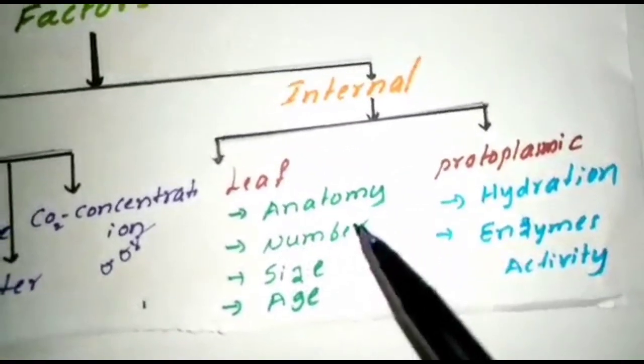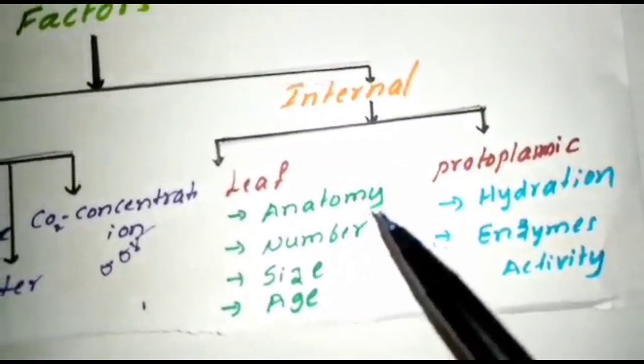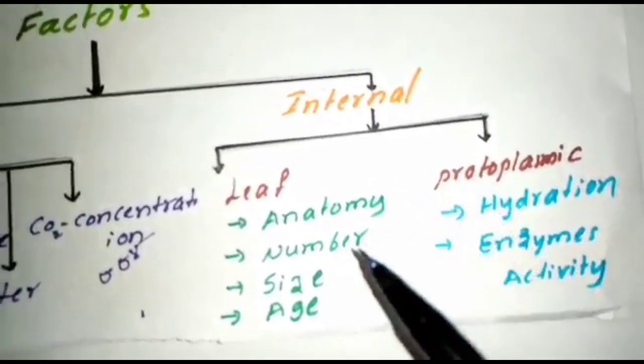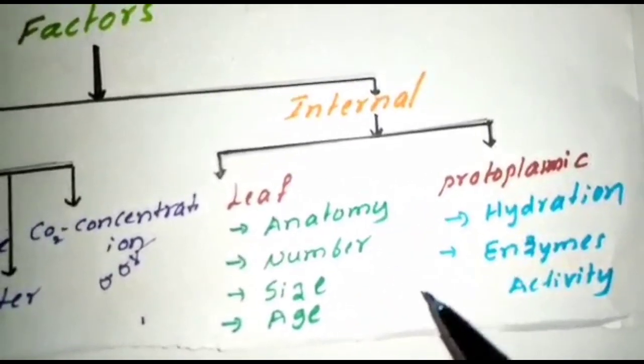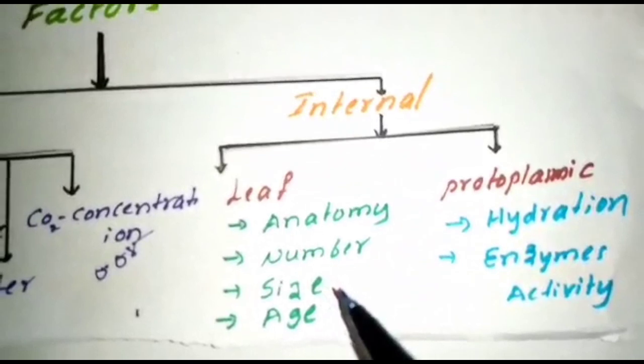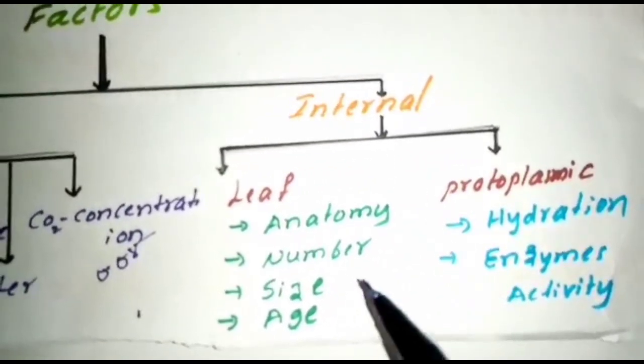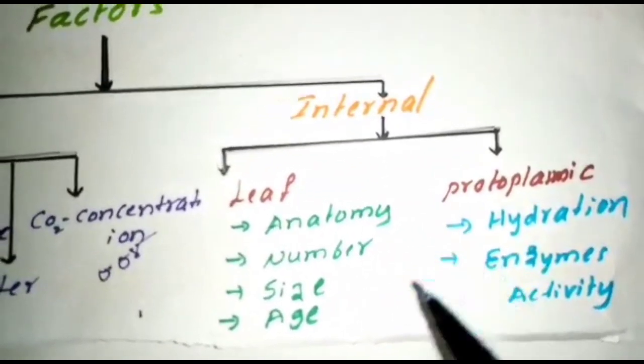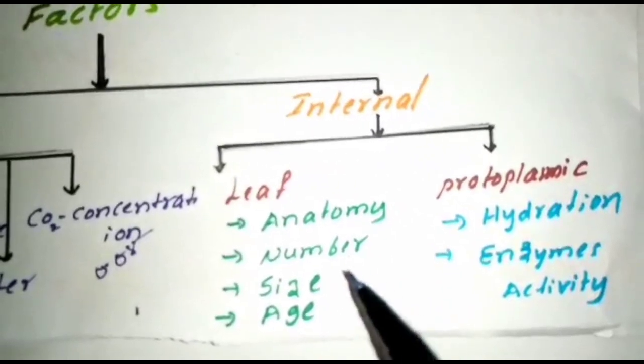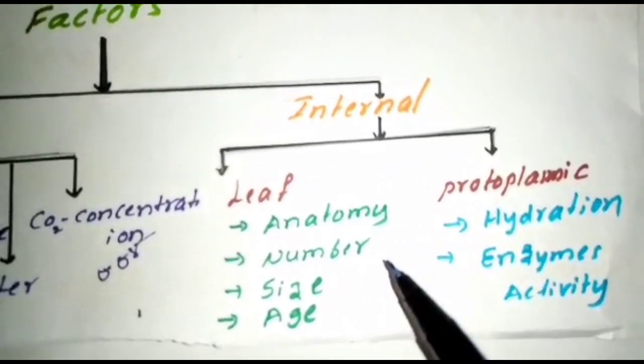The more leaves that are present, the more the rate of photosynthesis will be. If the leaf number is less, the rate of photosynthesis will be less. Size of the leaf: if the size is very broad, the rate of photosynthesis will be maximum. If it is small in size, photosynthesis is minimized.